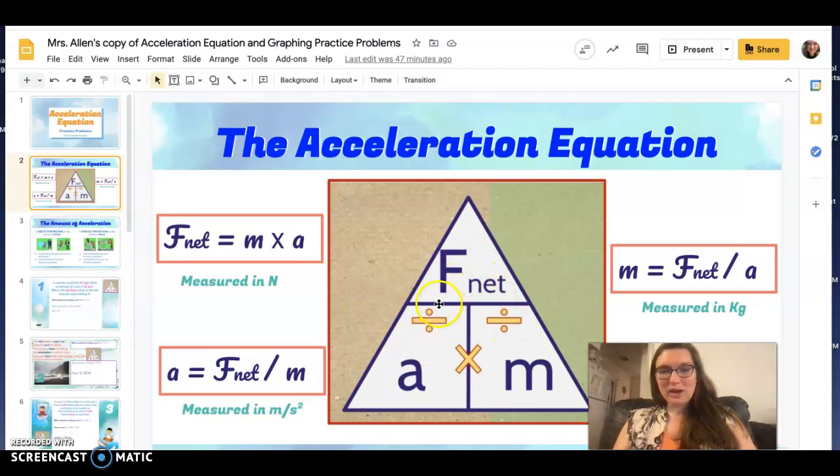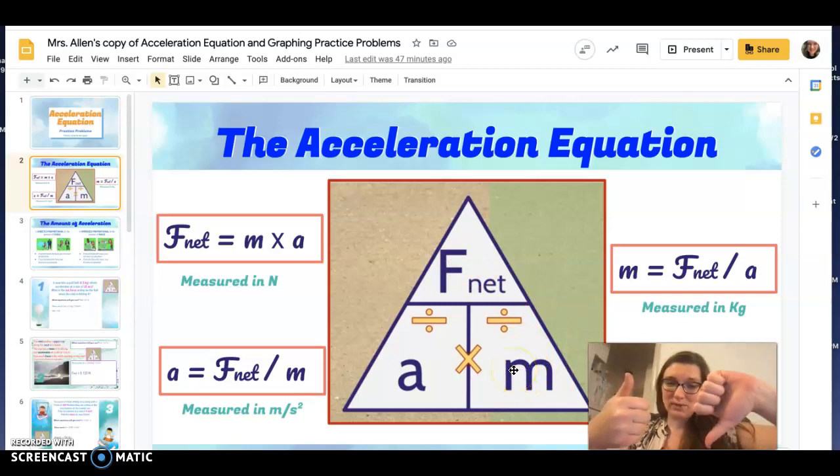And what that really means is that whatever is above has a direct relationship to acceleration, for example, and whatever's below has an inverse relationship to acceleration, for example. So direct relationship: as there's more force, there's more acceleration. Inverse relationship: as the mass increases, the acceleration decreases, right?